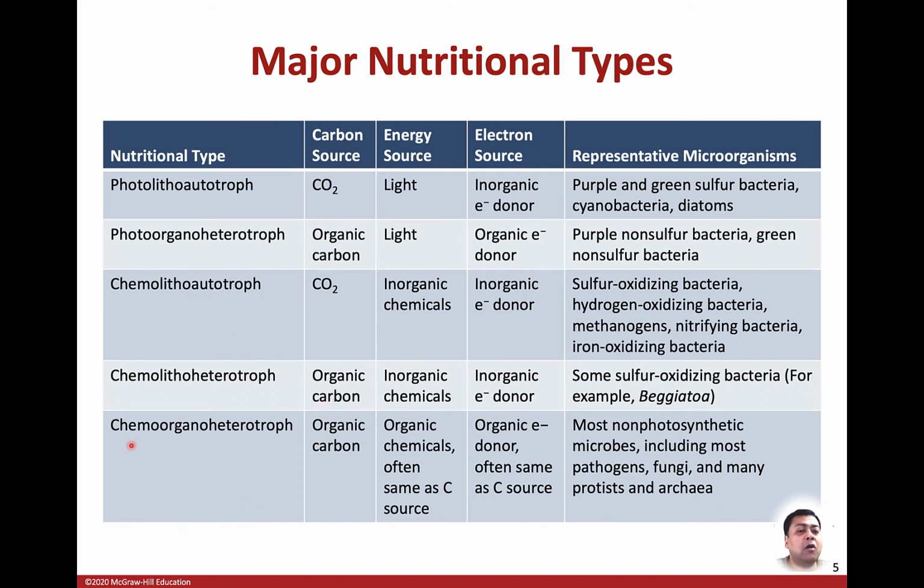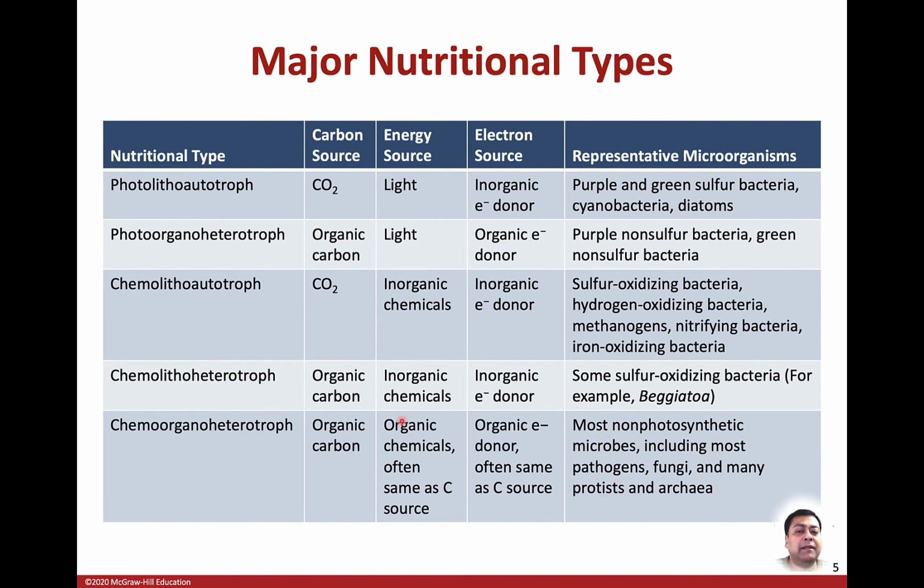And then you have the chemoorganoheterotrophs. They also use organic carbon, organic chemicals, often the same as the carbon source. And you have the organic electron donor, often the same as the carbon source. So these are most non-photosynthetic microbes, including most pathogenic fungi, many protists, and the archaea.